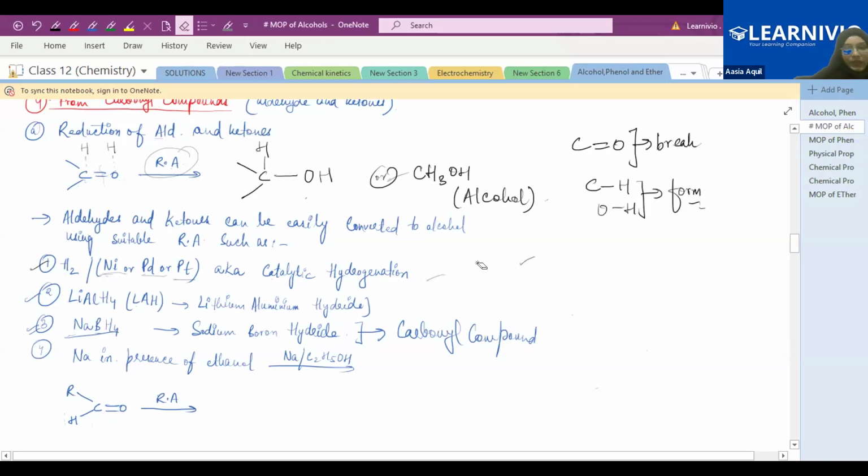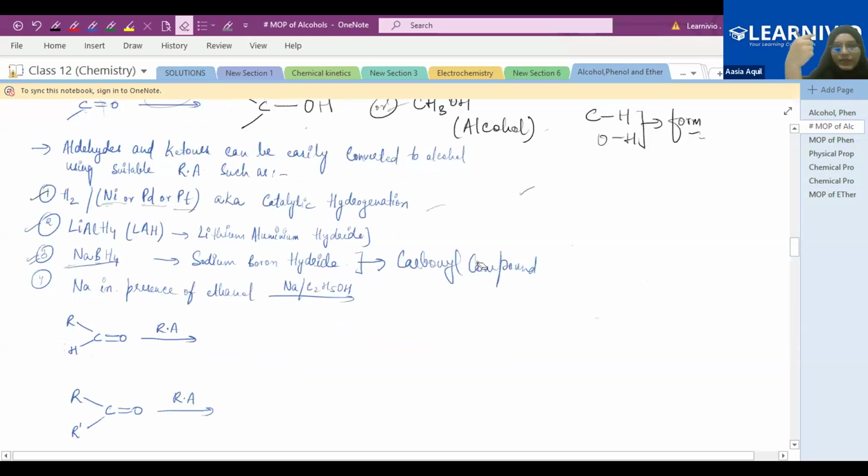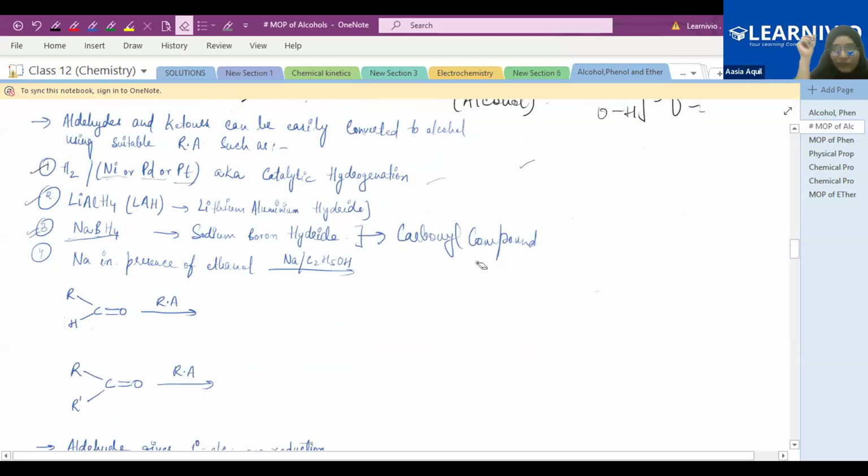Okay. So you can either do catalytic hydrogenation, using hydrogen H2 in the presence of any catalyst. Second, use lithium aluminium hydride. It will reduce any group. Third one, just use sodium borohydride. It will only reduce a carbonyl compound, ketone and aldehyde. Fourth one, you can also use sodium in the presence of ethanol. Sodium in the presence of ethanol, so Na in the presence of C2H5OH.